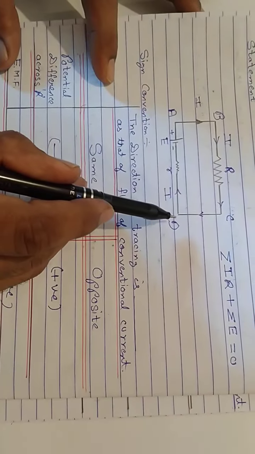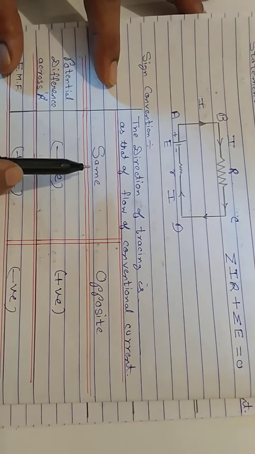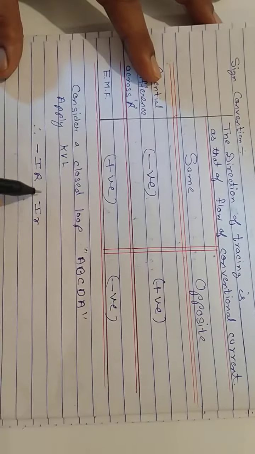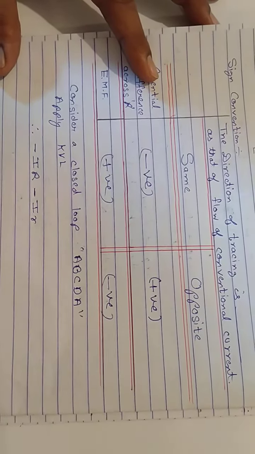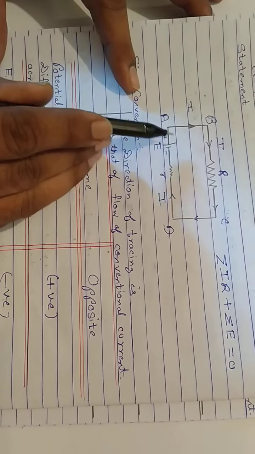My direction of tracing is from D to A. The direction of current is D to A, so it is the same. That's why the multiplication is negative. If I move further, one more component I got, and that is EMF.